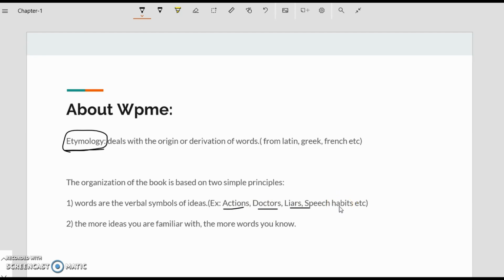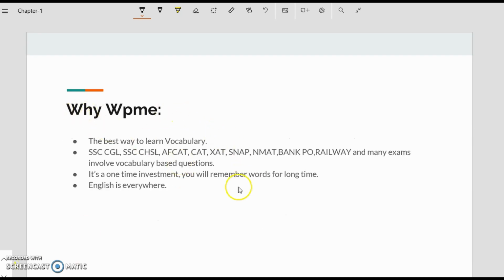We'll dive into each chapter through each video. The more ideas you are familiar with, the more words you know. It's nothing but your vocabulary being directly proportional to the number of ideas. So why Word Power Made Easy? It is one of the best ways to learn vocabulary.